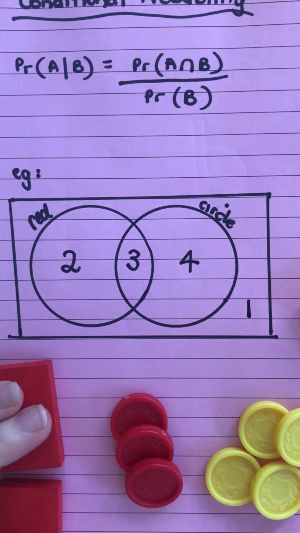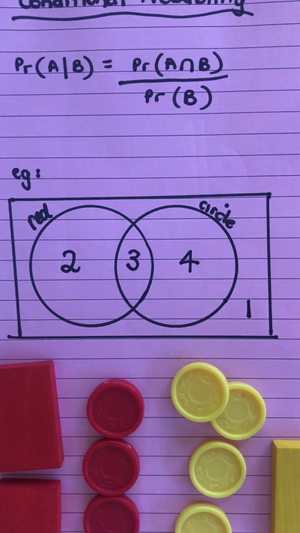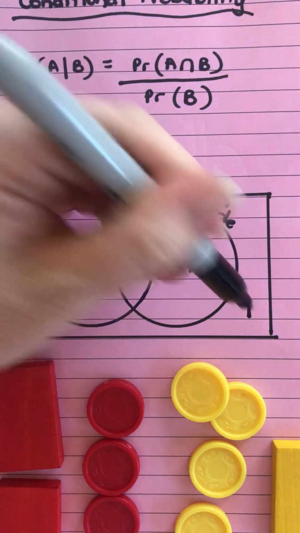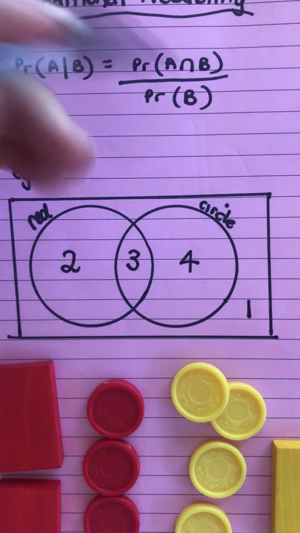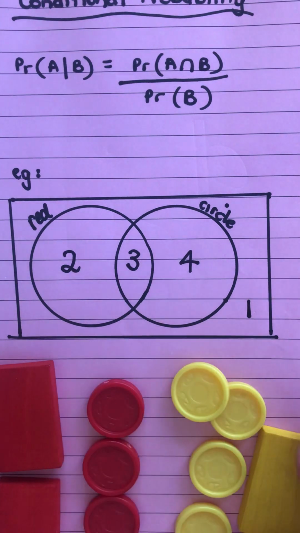Now I can see that I have 2 and 3 is 5 and 4 is 9 and 1 is 10. When I check these numbers here, 2 plus 3 plus 4 plus 1 will give me 10. So I know I've got my Venn diagram drawn. I'm going to move these to the side now.